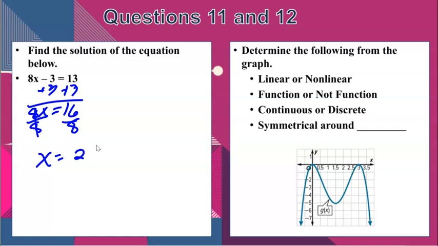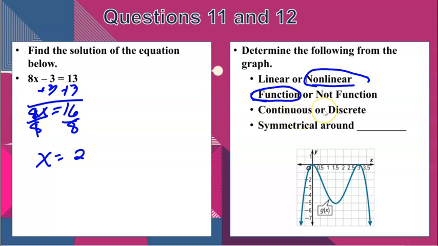Question 12. Determine the following from the graph. So we have a graph listed below here. We want to determine, is it linear or nonlinear? Well, I see curves in it, so this is nonlinear. Is it a function, which means does it pass the vertical line test? It does pass the vertical line test, so it is a function.